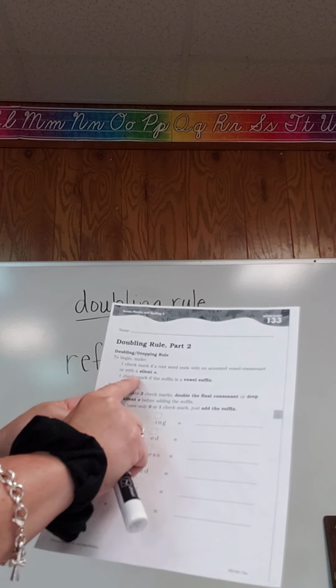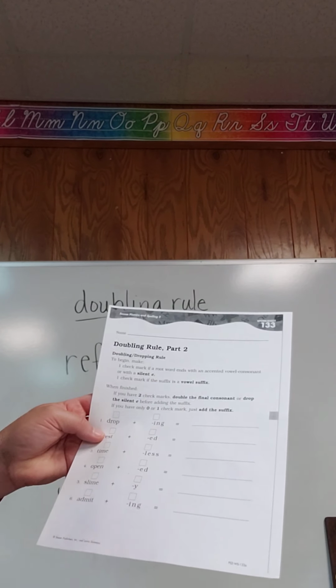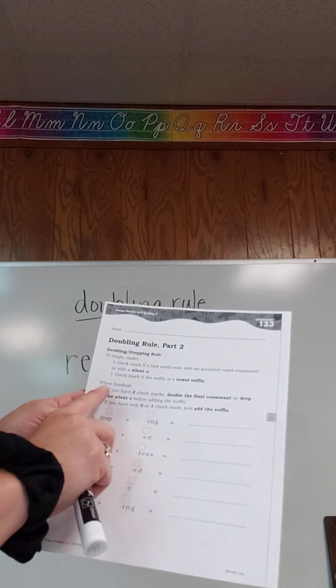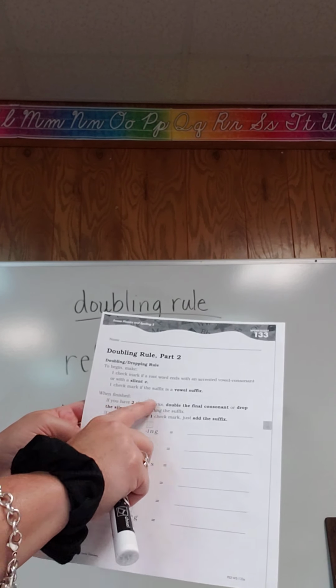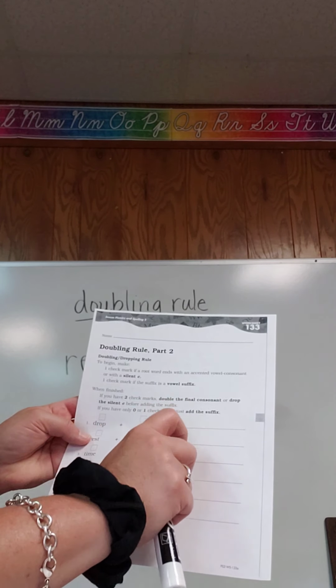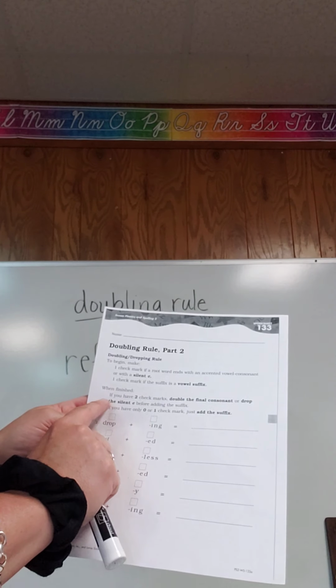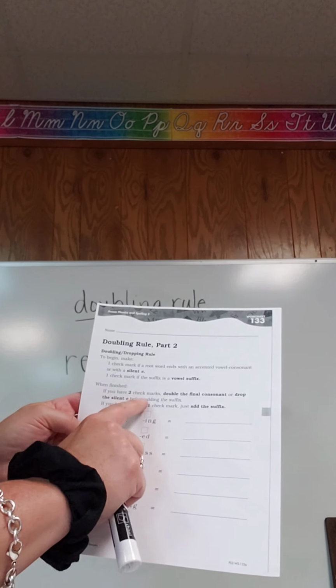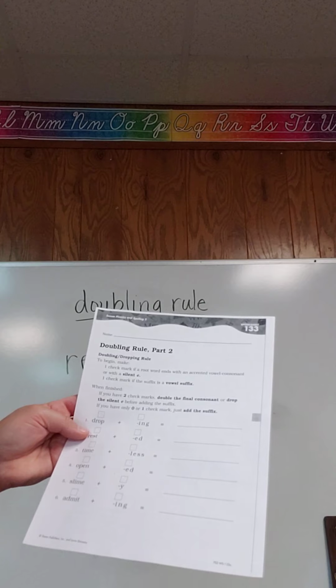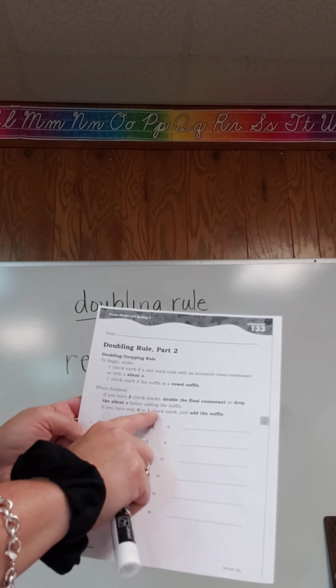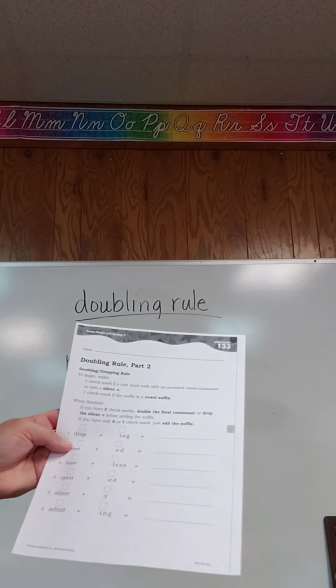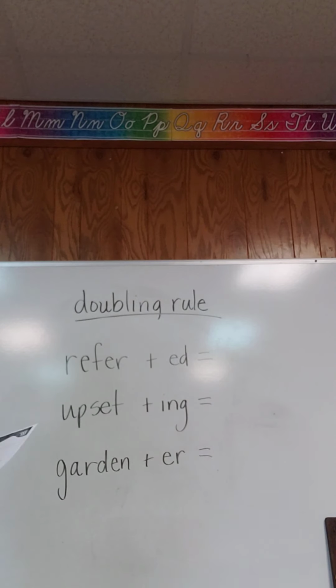And then 1 check mark if the suffix is a vowel suffix. After you look at it, if you have 2 check marks, you're going to double the final consonant, or you're going to drop the silent E before adding the suffix. If you have only 0 or 1 check marks, then you just add that suffix on there. So let's go ahead and take a look at the first one here.